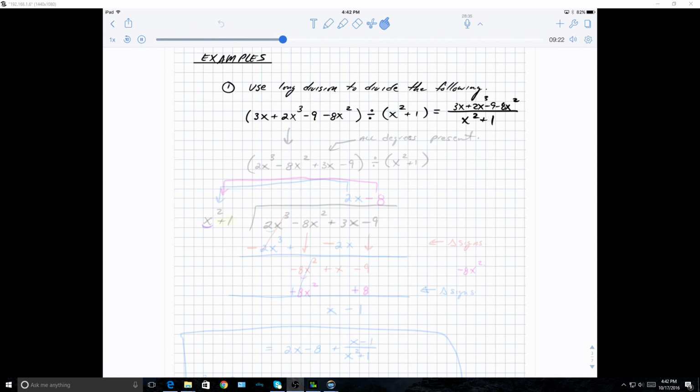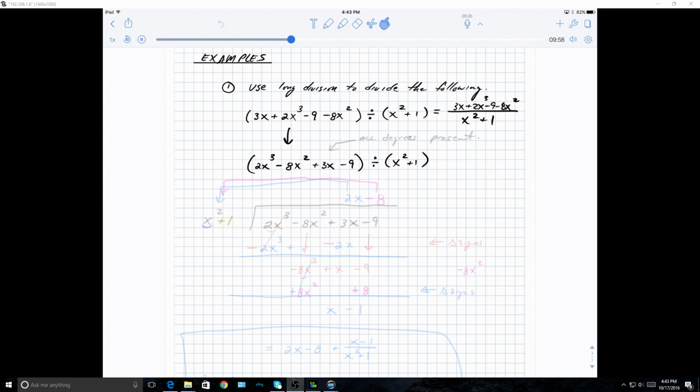But what we first need to do is put this into the correct form. So let's do that. The biggest degree is 2x cubed, and it's positive, so I'll write 2x cubed. The next one is an x squared, but it's negative, so I'll write negative 8x squared. And then I'll see that there's an x to the first power, and that's positive, so that's 3x, and then minus 9. So now we have the polynomial in the nice form. Okay. Now we can do the long division.